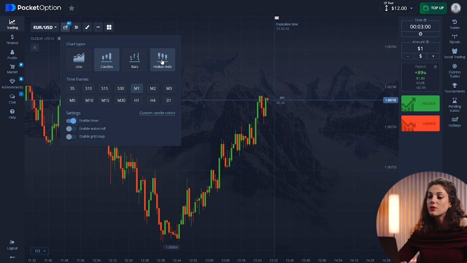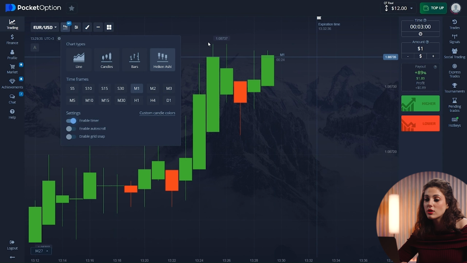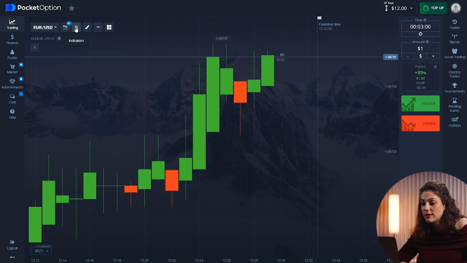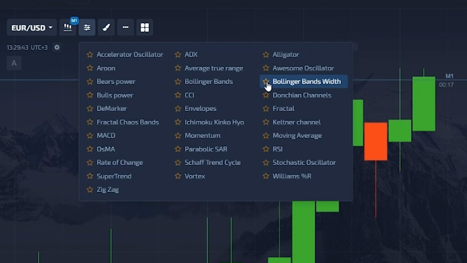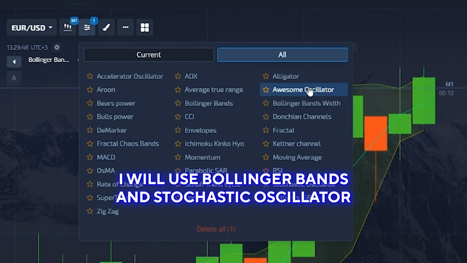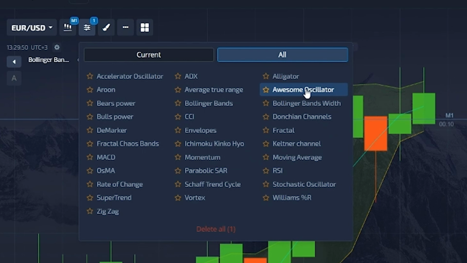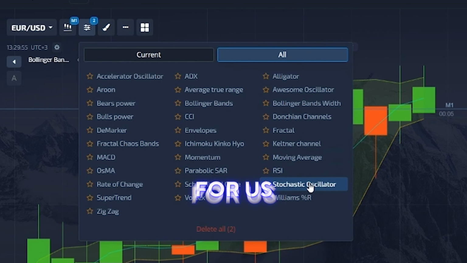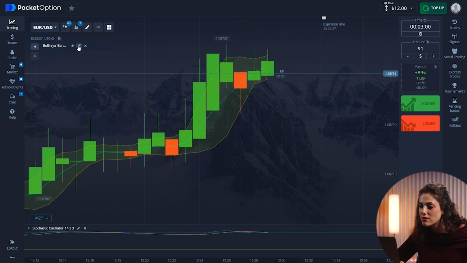I'm going to show you the indicator setup for today's trading system. First, let's deal with the candles. In Pocket Option, you can trade with the usual Japanese candles or Heikin Ashi candles. Let's choose Heikin Ashi. Next, we set up the indicators. I will use Bollinger Bands and the well-known stochastic oscillator. These are super popular indicators that almost every broker has, and today they will be enough for us to make money.